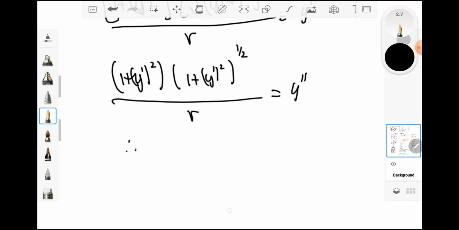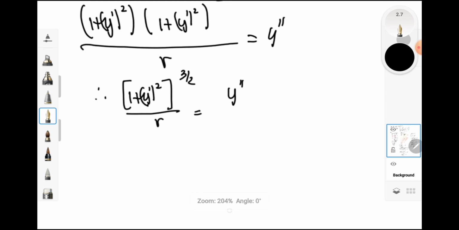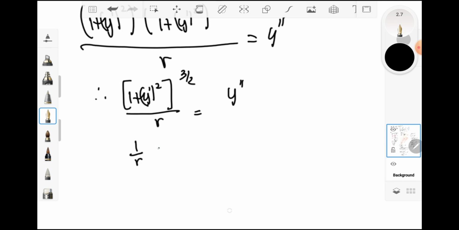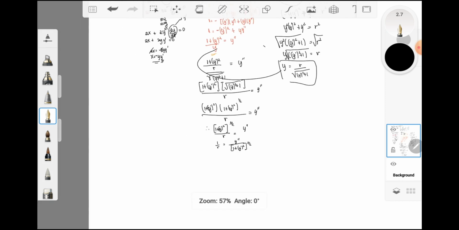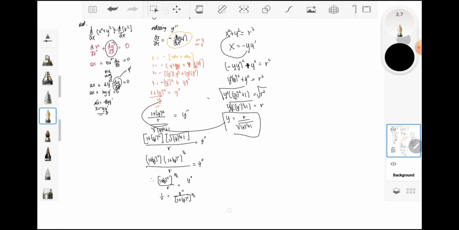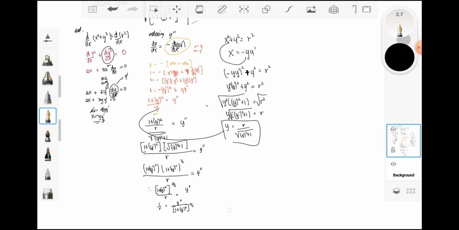So therefore, we'll have 1 plus y prime squared raised to 3 halves over r, which is equal to y double prime, or we may say that 1 over r is equal to y double prime divided by 1 plus y prime squared raised to 3 halves. So let's recheck our equation.